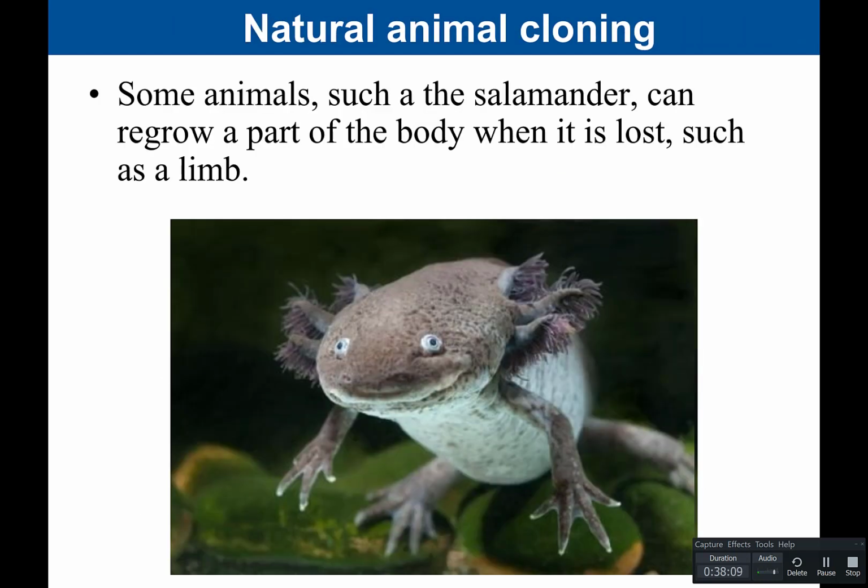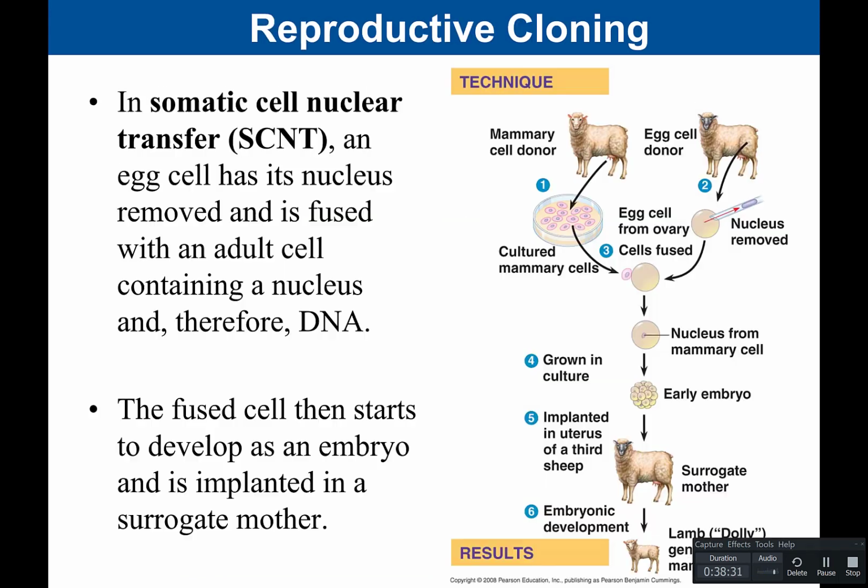Now, some animals, such as a salamander, for example, can regrow a part of its body when it's lost, such as a limb. And so a lot of research is going into how is that process controlled? Why can some animals, for example, regenerate structures and others cannot? And so this is a normal animal cloning. This happens naturally.